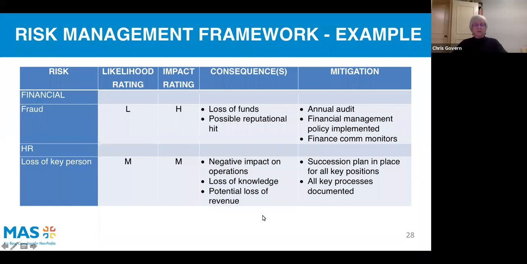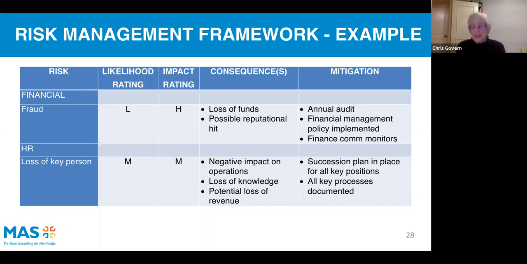So I've got the risk of fraud. I think the likelihood is low because we do an annual audit. I have financial management policies in place that are robust, that have been reviewed recently. The finance committee provides good oversight. And given the kinds of transactions I do, I think the risk of fraud is low. The consequences would be a loss of funds, possible reputational hit, could be others. So it could have high impact. So low likelihood, high impact.